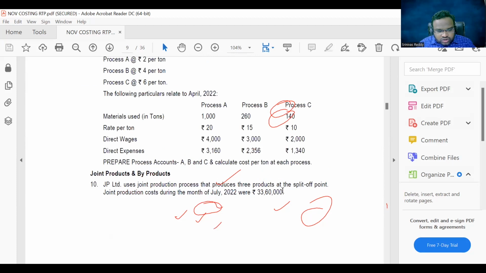Let me go to 10. Joint products and byproducts. One of the beautiful questions, beautiful chapter. JP Limited uses joint production process. This question is a general question, not much complicated. JP Limited uses joint production process that produces 3 products at the split-off point. Joint production cost during the month of July 22 was 33,60,000. So at split-off point, 3 products, 33,60,000.